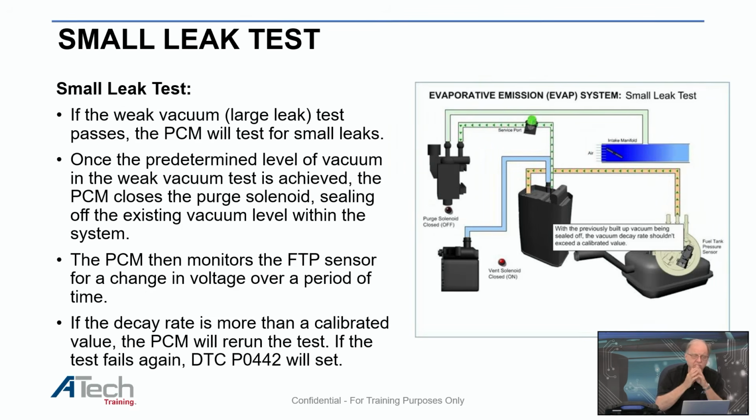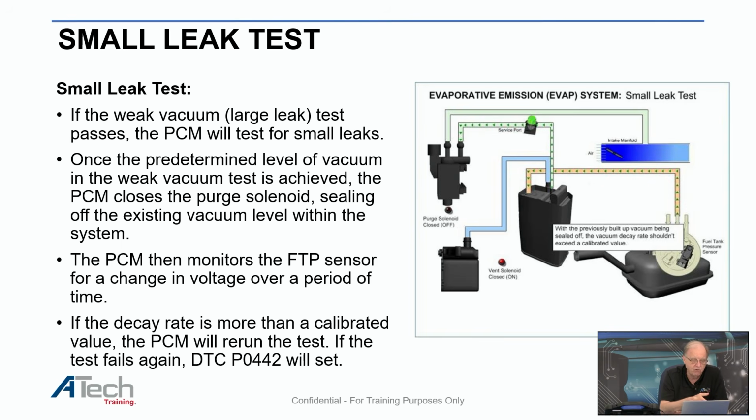The next thing we're going to do, if it fails that, or it passes that, depending on when we're looking at it: most of the time, all these systems are going to do one leak test first, and then follow it with a second leak test. If you're looking at the charts, which they don't always give you, if the weak vacuum test for a large leak fails, we go for a code. If it passes, we will now test it for a small leak, because you're not testing it for the correct size of a leak.